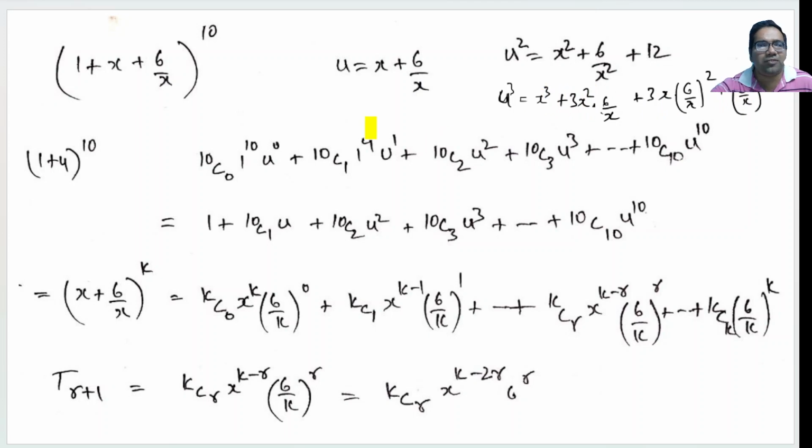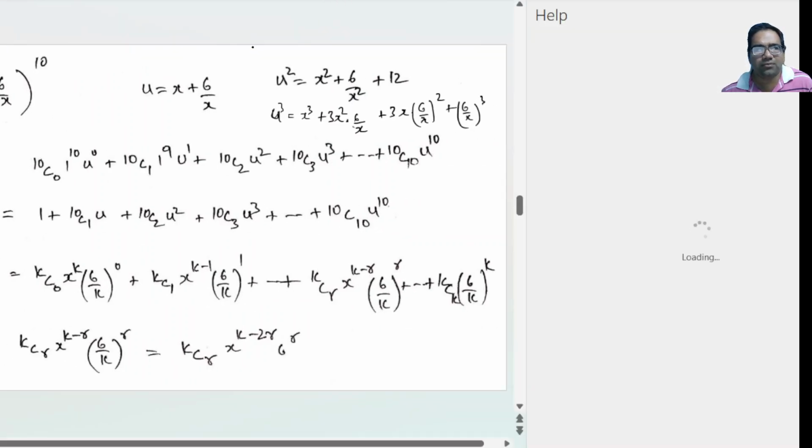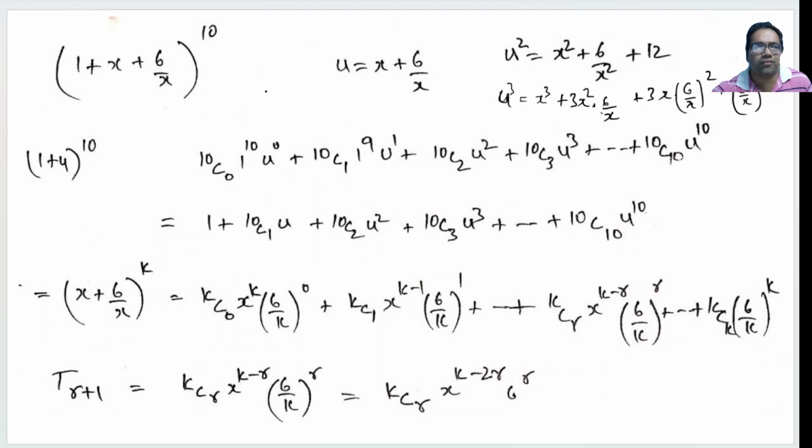We can intuitively see that u^4, which is (x + 6/x)^4, will have a term like 4C2 x^2 (6/x)^2. Similarly, u^6 will have 6C3 x^3 (6/x)^3. Intuitively, there are certain terms in u^4, u^6, u^8, etc. that will be independent of x, because the power of x in the first factor is cancelled by the second.